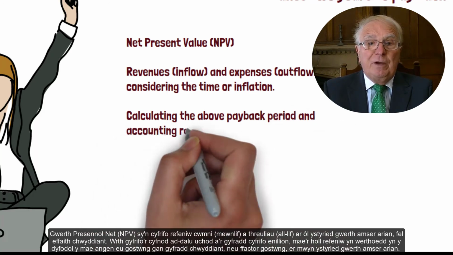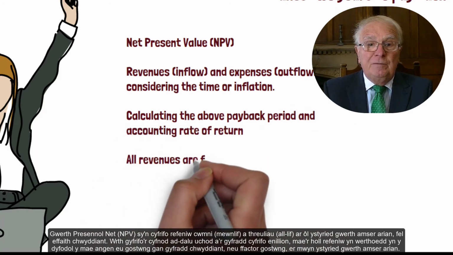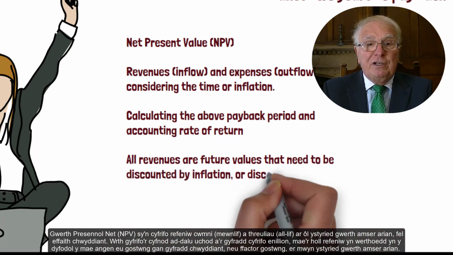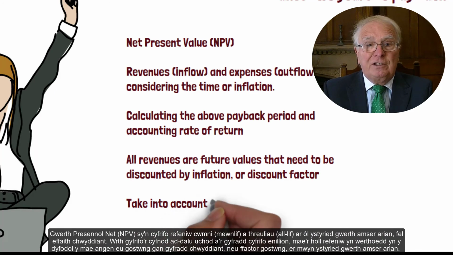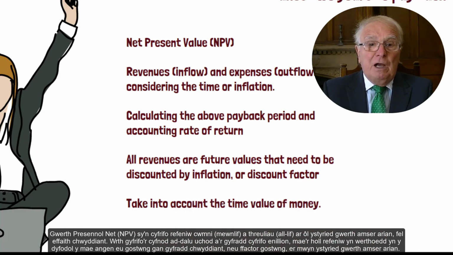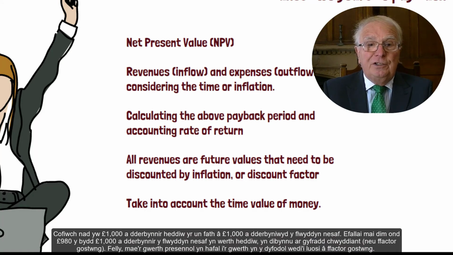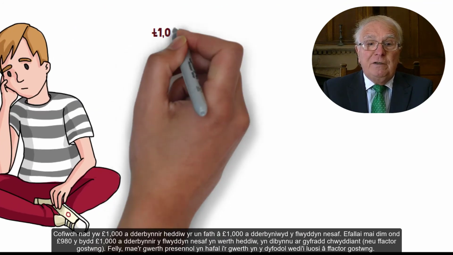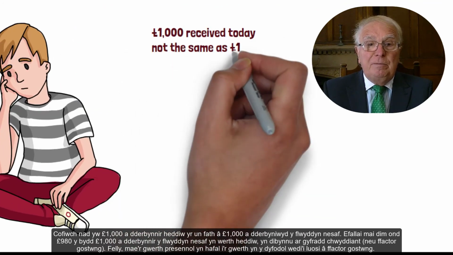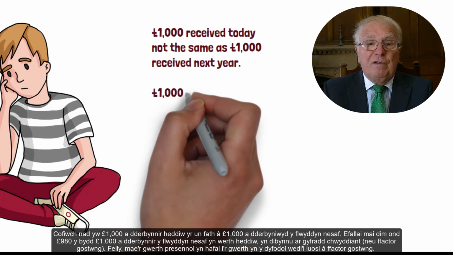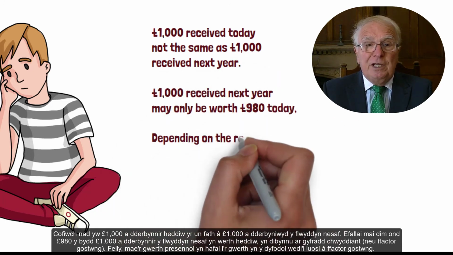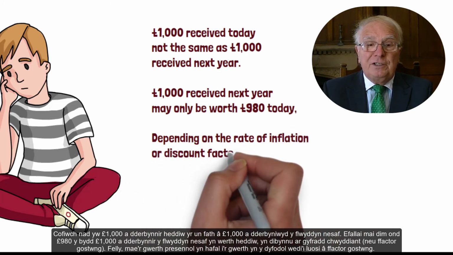When calculating the above payback period and accounting rate of return, all revenues are future valued and need to be discounted by the rate of inflation or a discount factor. To take into account the value of the money, remember that £1,000 received today is not the same as £1,000 received next year. £1,000 received next year may only be worth £980 today, depending on the rate of inflation or the discount factor. Hence, the present value is equal to the future value multiplied by a discount factor.